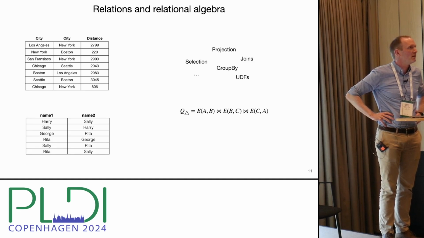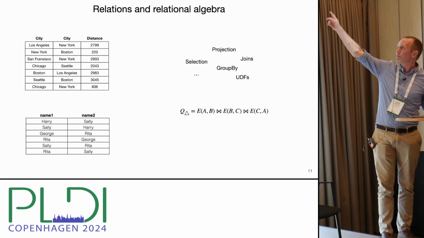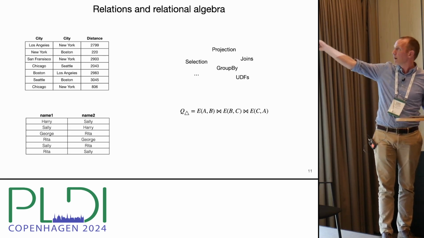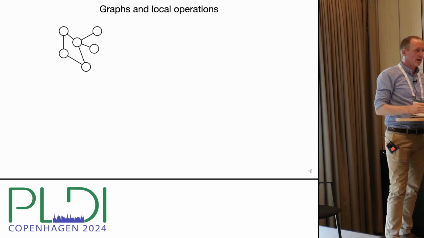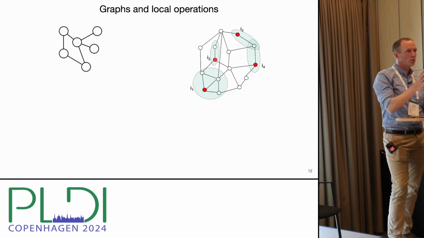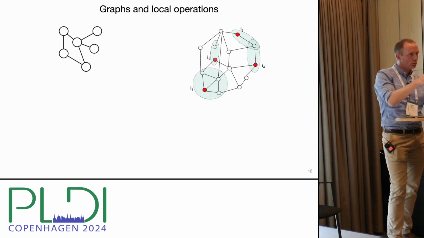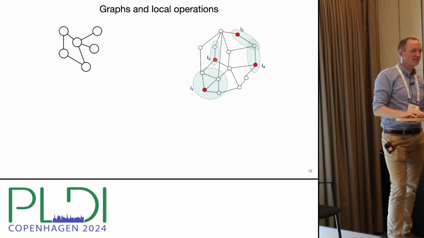And relations, they're probably the most complete of these, where you just want relational algebra. So here you see the different operations we've seen before today. And here's the triangle query expressed in relations. And then for graphs, you really want local operations where you can zoom in on a piece of the graph and just do a local operation there. And you probably do that for all vertices at the same time in parallel.